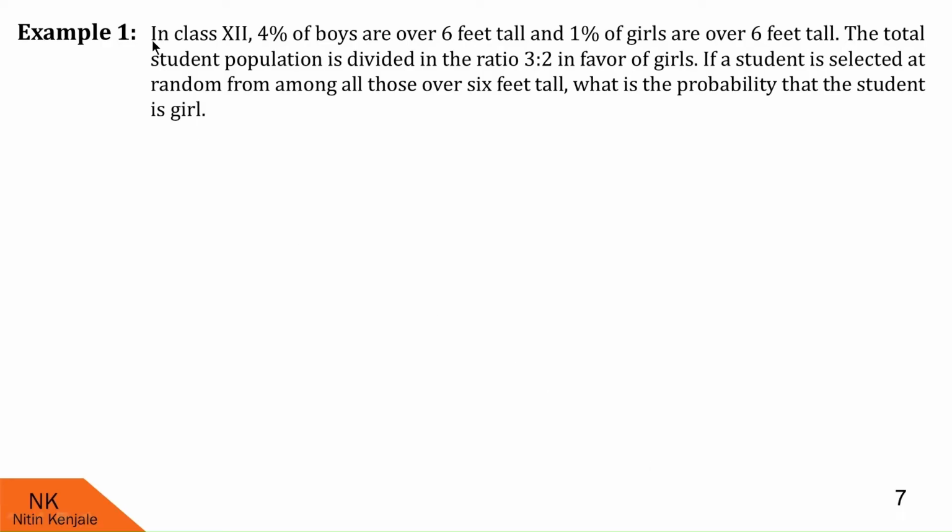Let me read out this question for you. In class 12, 4% of boys are over 6 feet tall and 1% of girls are over 6 feet tall. The total student population is divided in the ratio 3:2 in favor of girls. If a student is selected at random from among all those over 6 feet tall, what is the probability that the student selected is a girl? Let us see the solution. Let us first understand this example.